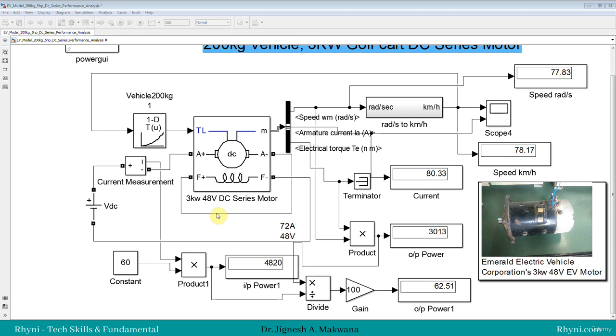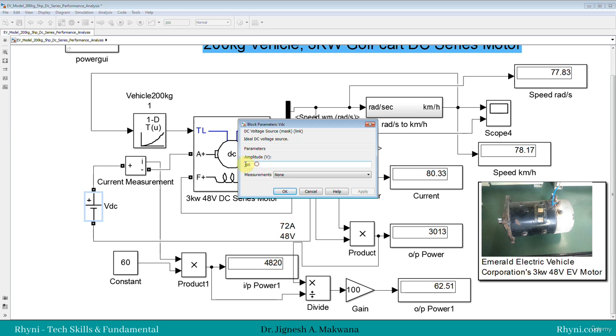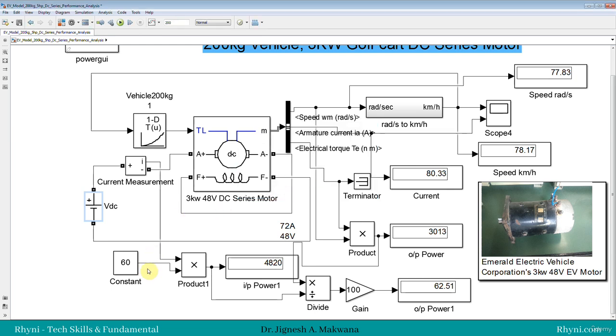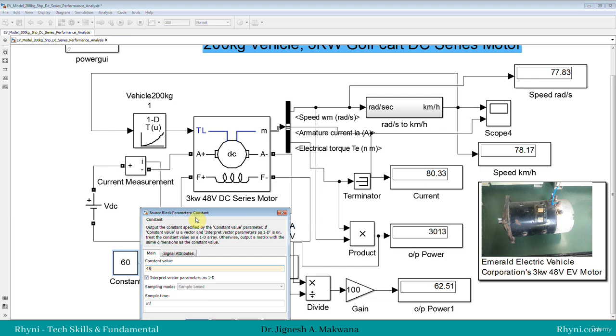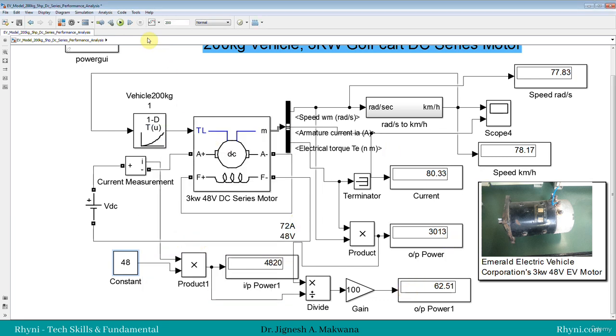So now let's discuss from this analysis how we can answer the very important questions and how it will help in understanding the concept of matching the motor with the load. So we have seen that this motor is rated at 48 volt and 3 kilowatt of power. So when we have selected 48 volt, we run the simulation with a vehicle load of 200 kg.